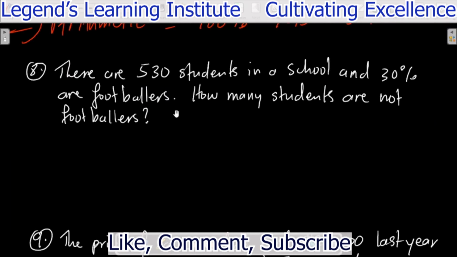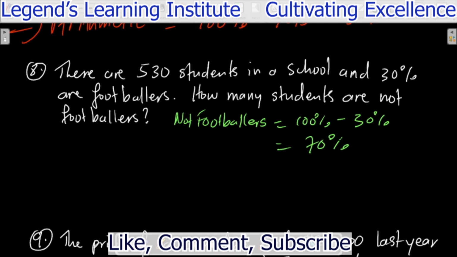It says here there are 530 students in a school and 30% are footballers. How many students are not footballers? So if 30% are footballers, then those who are not footballers would be the difference between 30% and 100. So not footballers would be 100% subtract 30%, which would be 70%. So 70% of the students were not footballers. The question asked how many, didn't ask what percentage. So it said how many students.